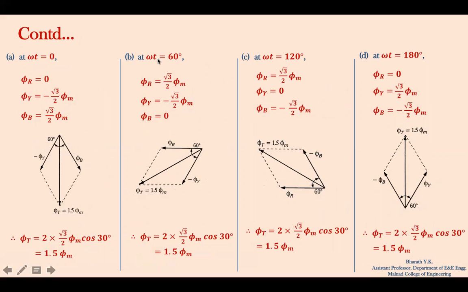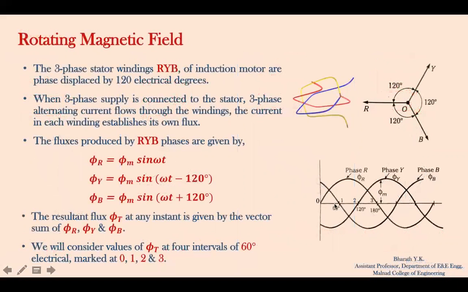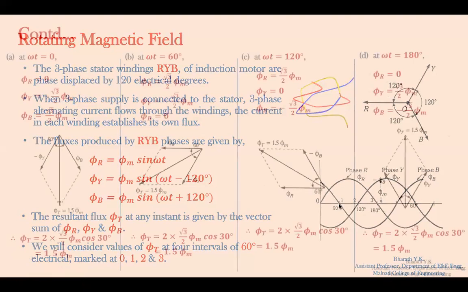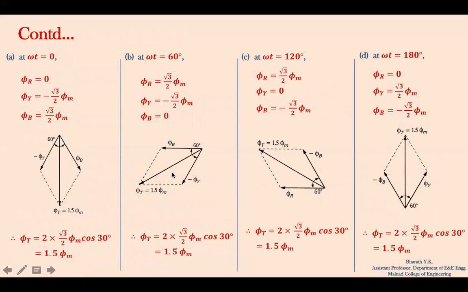In the second case, at interval 1, omega t is equal to 60 degrees. By substituting omega t equal to 60 in these three equations, phi r will be equal to plus root 3 by 2 into phi m, phi y will be equal to minus root 3 by 2 into phi m, and phi b is equal to 0. Similar to the previous case, if we write the vector diagram and compute the resultant flux using parallelogram law, the resultant flux obtained is 1.5 phi m.